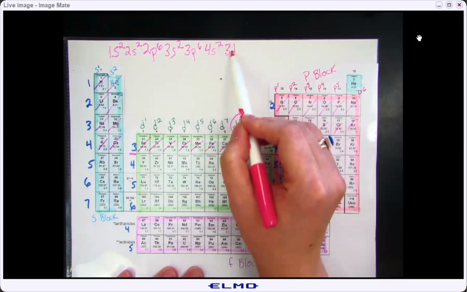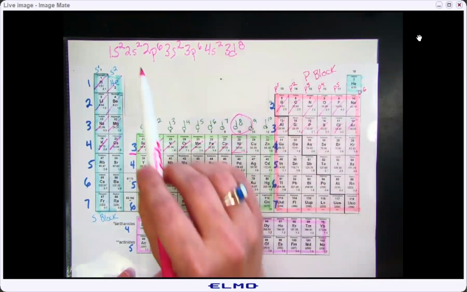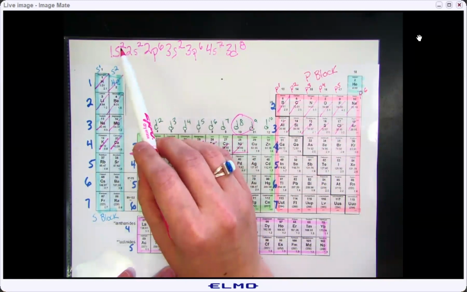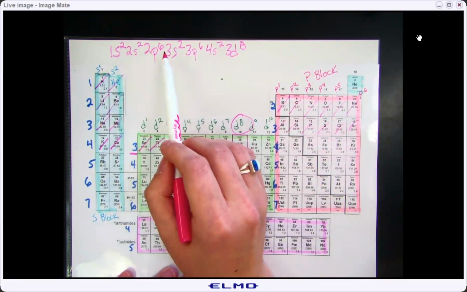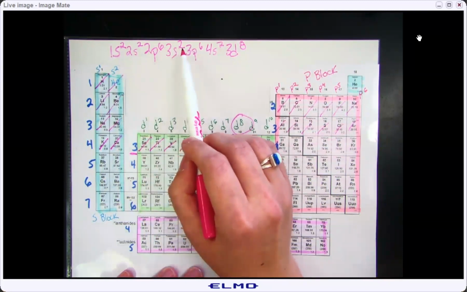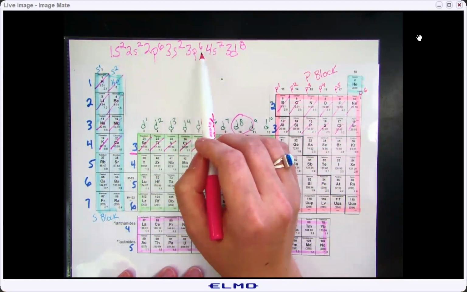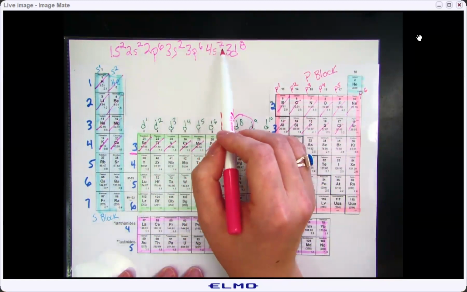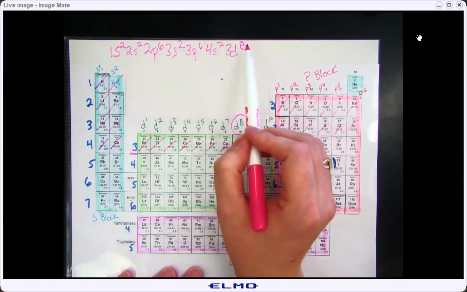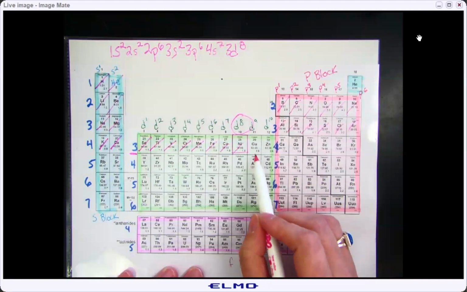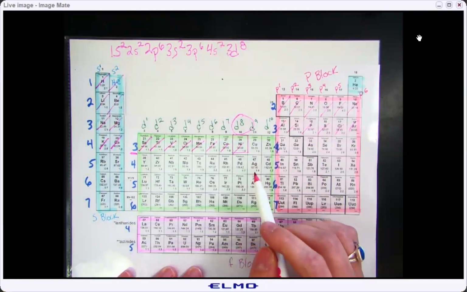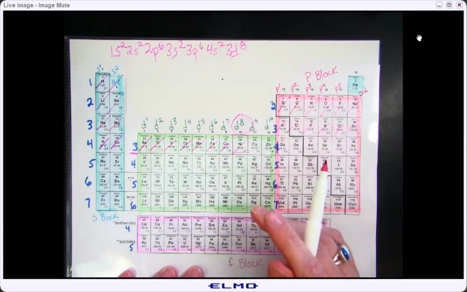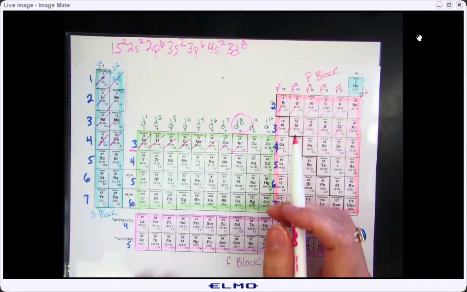So 3d8. And if we wanted to check, we could add up all these tiny superscript numbers. That's going to give us 4 plus 6 is 10, plus another 2 is 12, plus 6 is 18, plus another 2 is going to be 20, and then plus 8 would be 28, and that represents the 28 electrons that nickel has. So I'm going to pause and give you 2 elements to try.